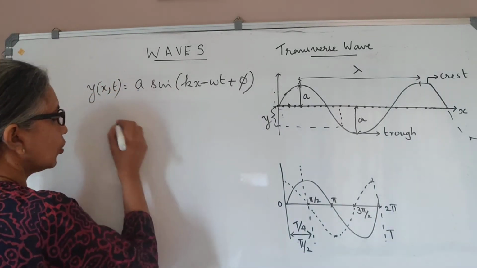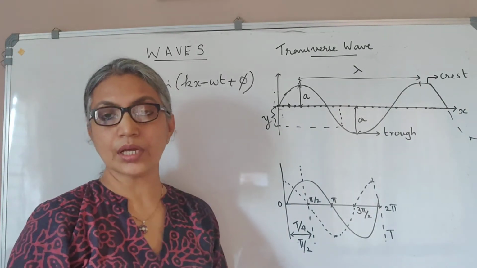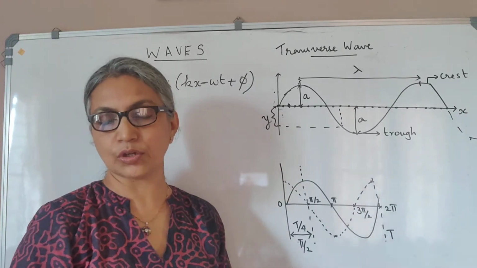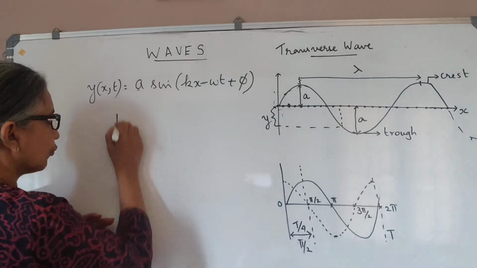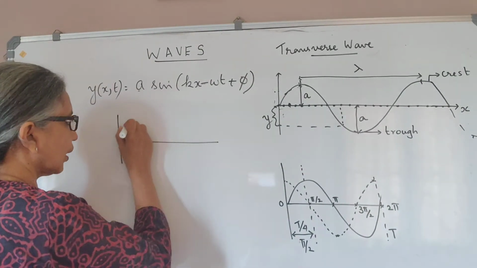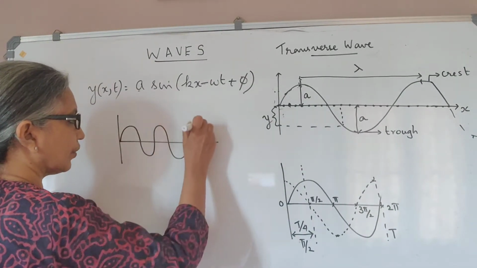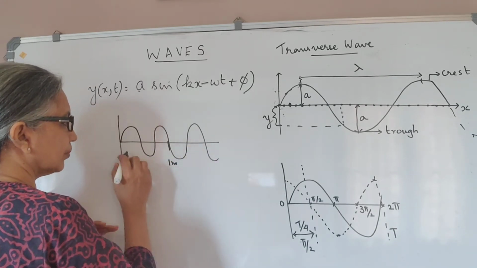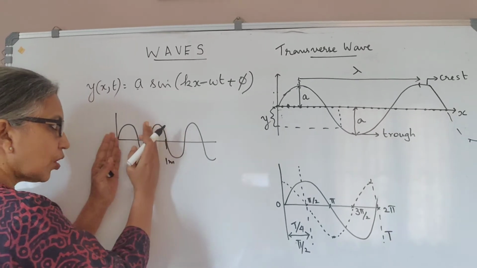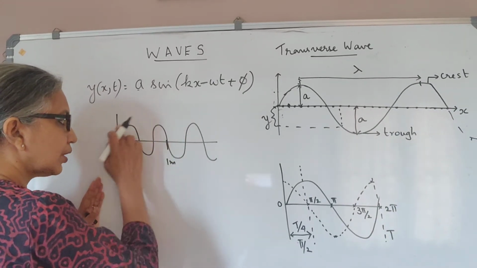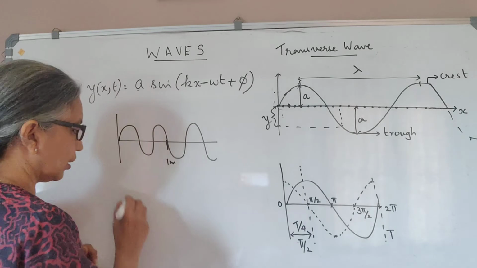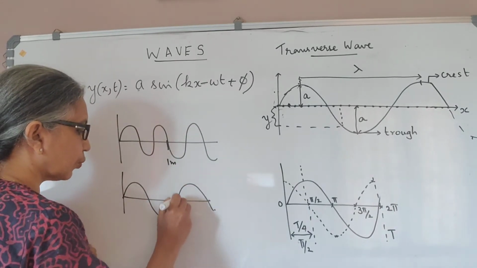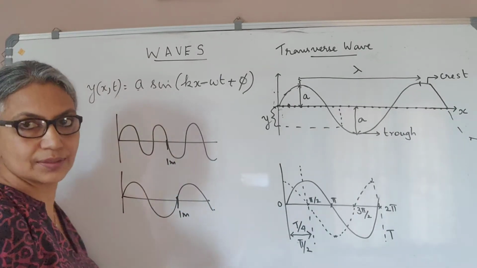We now have k, which is called the wave number, which is the number of waves present in 1 meter of the medium. So that means, let's say we have the wave traveling like this, and let's say this is 1 meter of the medium. If you have a small wavelength, we can have a larger number of waves in 1 meter. Instead, if the wavelength is very large, then the number of waves present in 1 meter will be smaller.